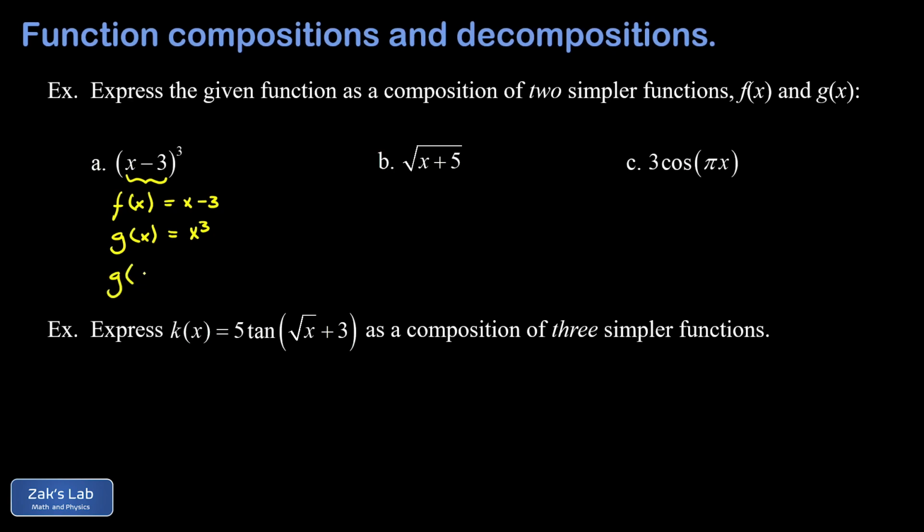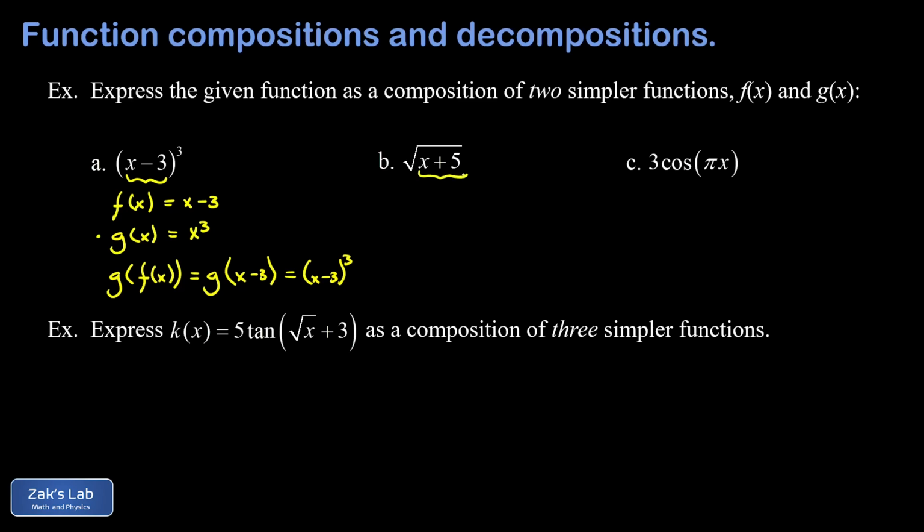And the idea here is that we want g of f of x to represent this original function. And I just want to verify that that works. So g of f of x is g of x minus 3. And when I sub that x minus 3 into this function g, it cubes that input. So I end up with x minus 3 quantity cubed. So it's working.